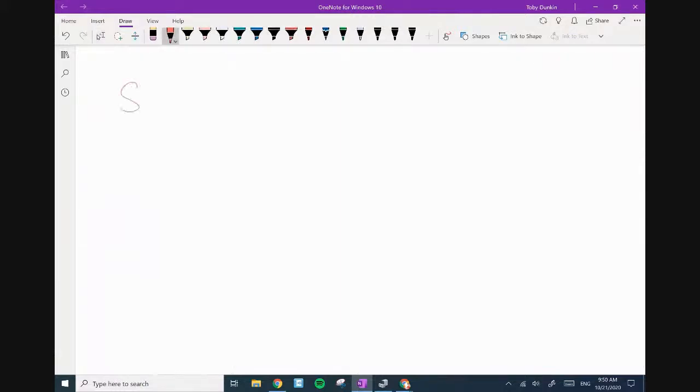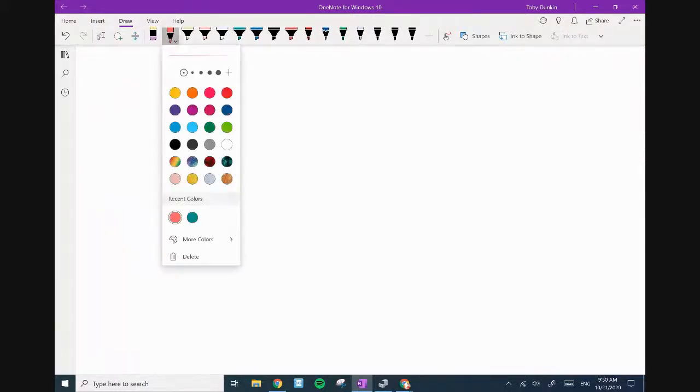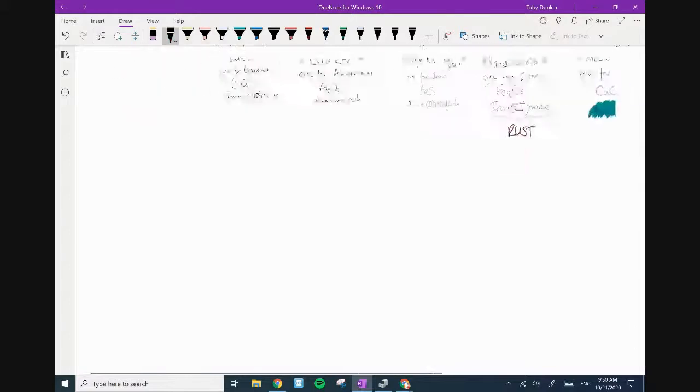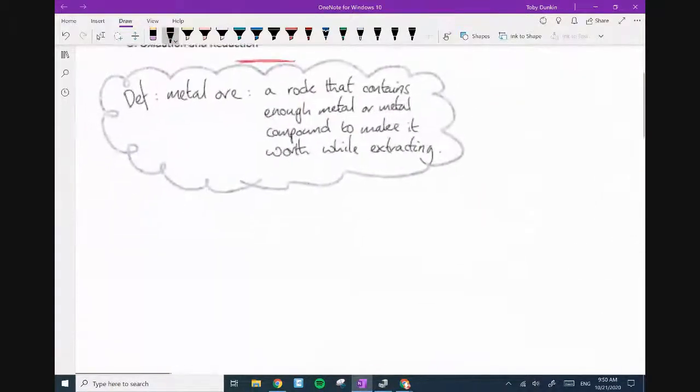So sandstone, oh, sorry, change back to black. I want to go back to my normal notes over here.